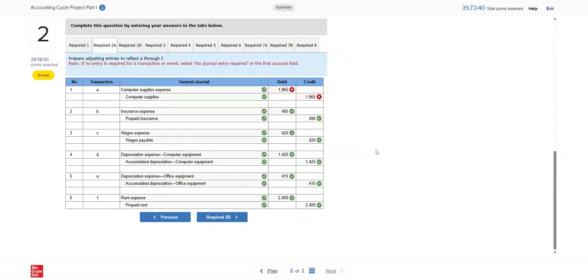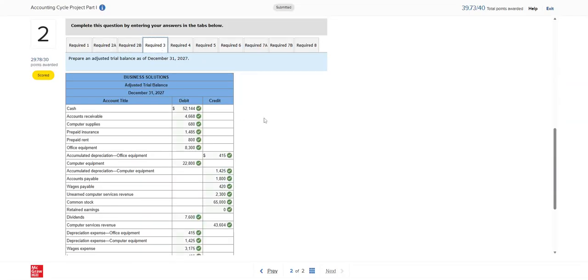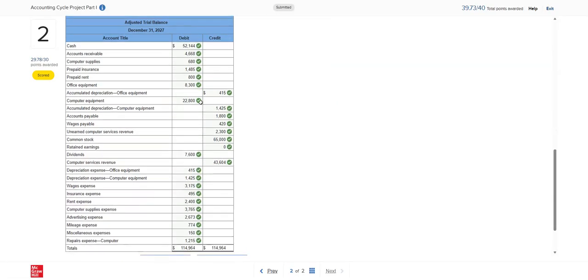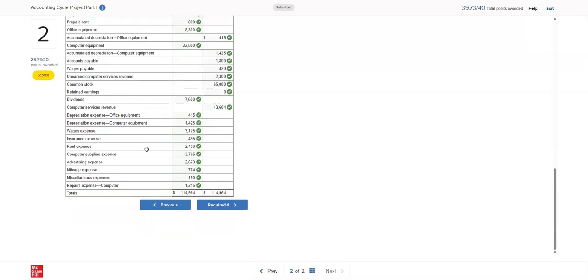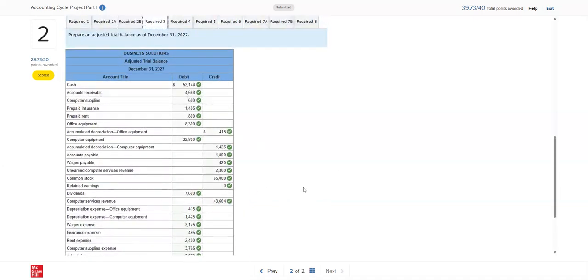After posting the adjusting entries, the next step was preparing the adjusted trial balance. The adjusted trial balance lists every account and its balance after adjustments have been recorded. This step ensures that total debits still equal total credits and confirms that the accounts are ready for financial statement preparation. Using the adjusted balances, the financial statements were then prepared.